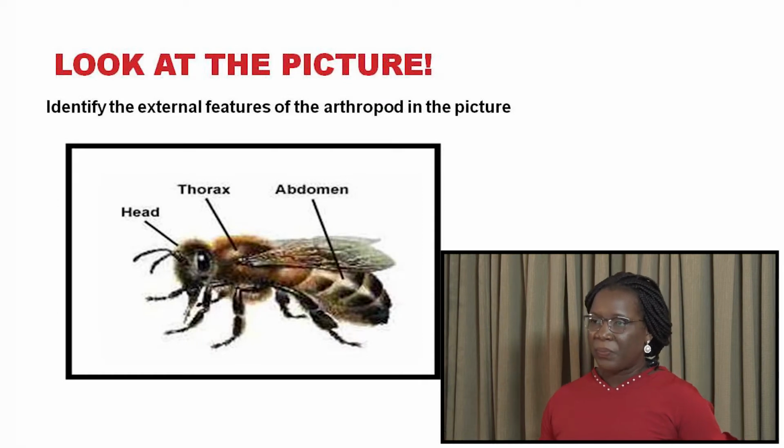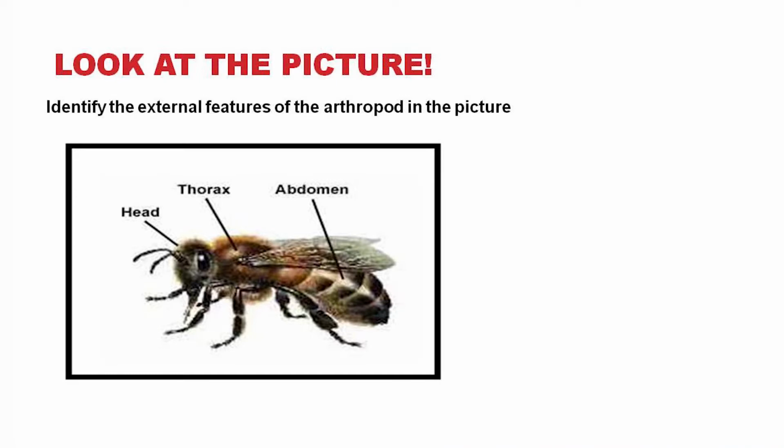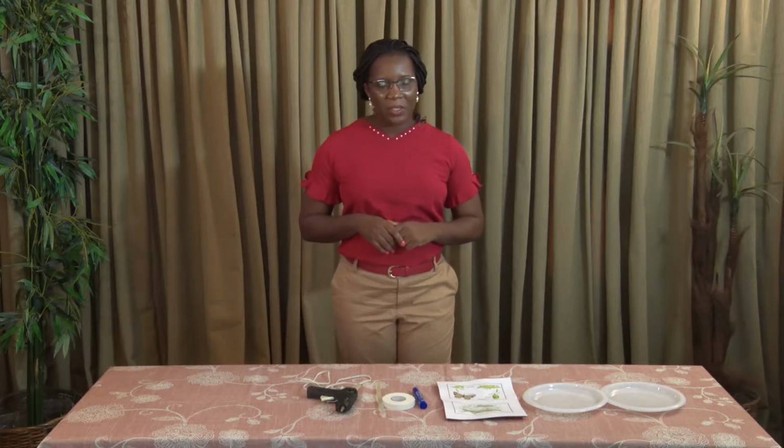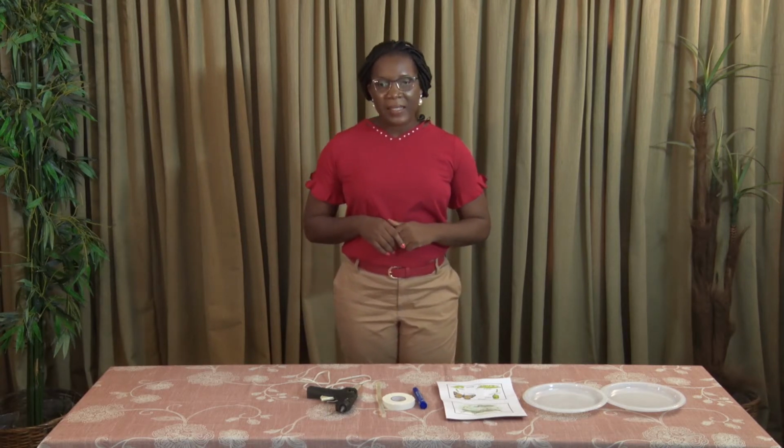Look at the picture. Identify the external features of the arthropod in the picture. Very good. Some external features of arthropods are jointed legs, antennae or feelers, bodies divided into segments or parts, and some have wings. We will learn more about arthropods in this video.